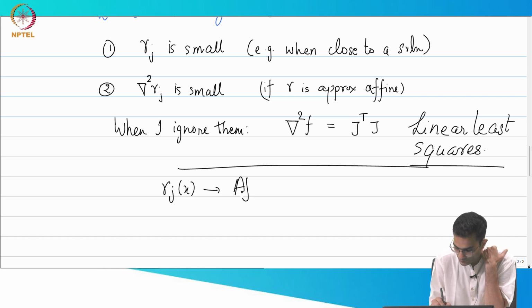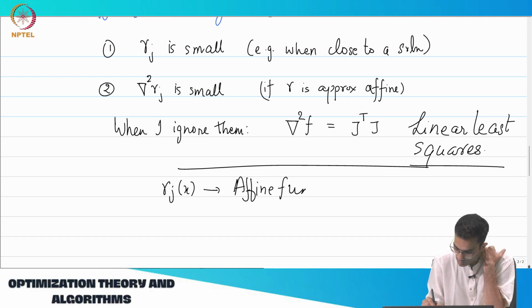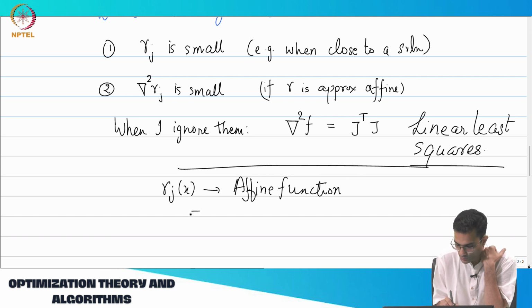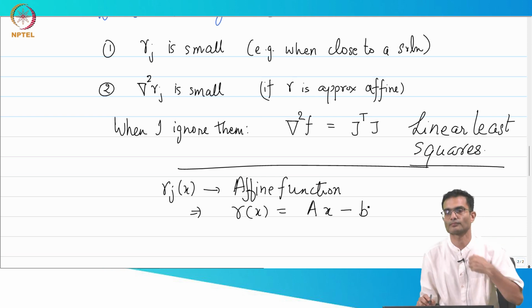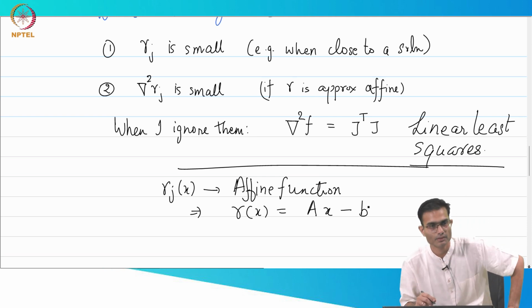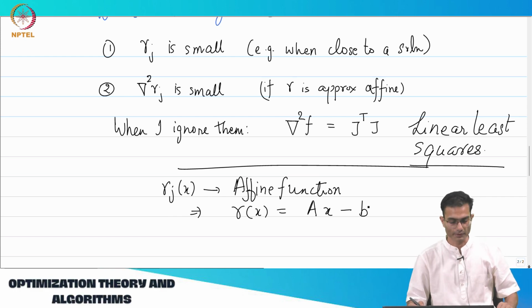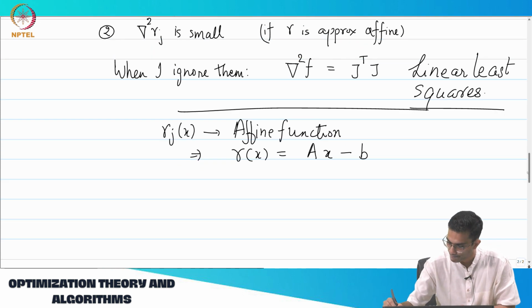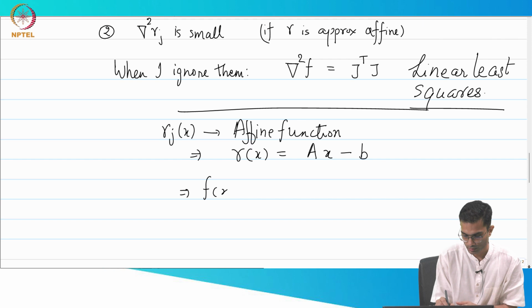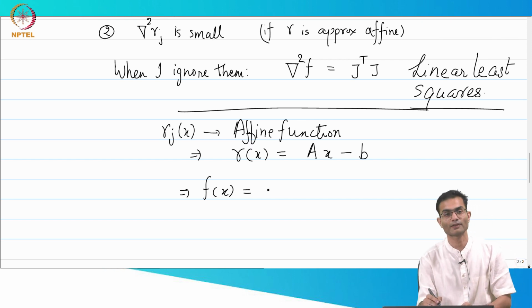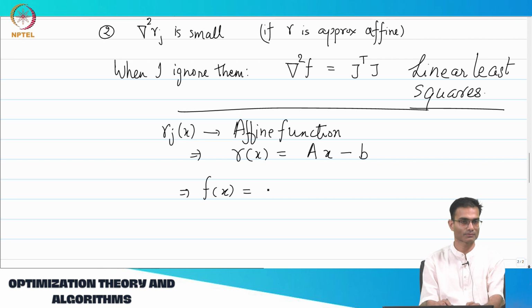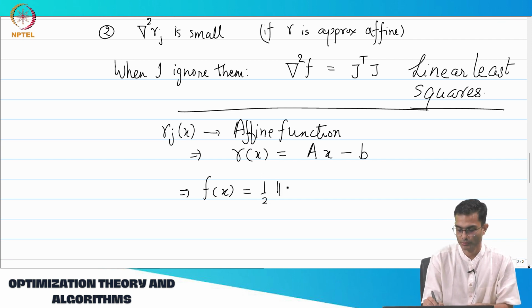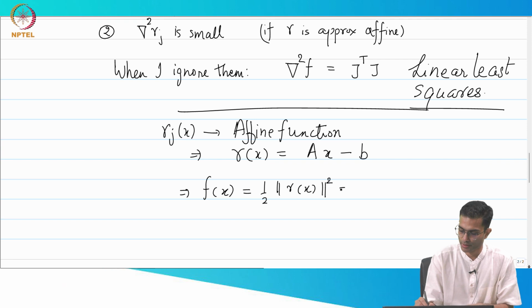So this is an affine function, which implies that r of x is simply Ax minus b. This is as general a linear expression as I can find. My objective function I had said was half of the norm of r(x) squared, so that will continue over here. This is just going to be a good revision for all of you because you are very familiar with all of this now.